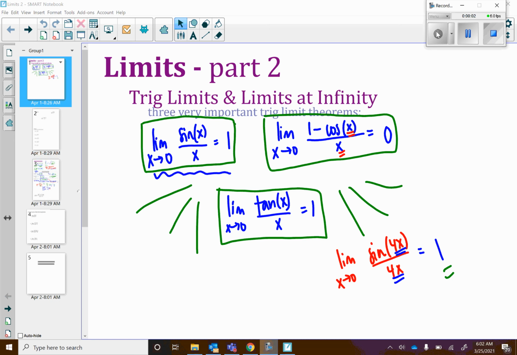Hi and welcome to the second day of Limits Part 2. So we're going to do the examples of trig limits and limits at infinity.